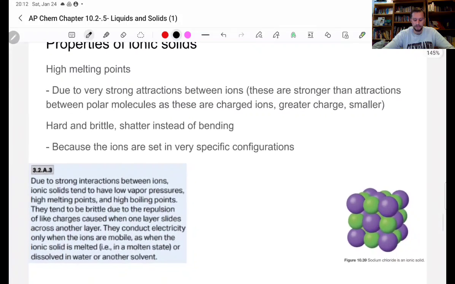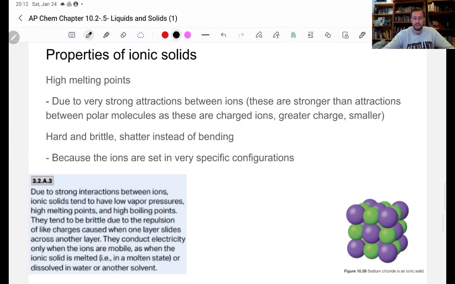And they're hard and brittle and shatter instead of bending. This should make sense because the positives and negatives are interlocked. And so it's not easy to slide individual atoms past other individual atoms because then you're putting positives next to positives, negatives next to negatives. So instead, what's more energetically favorable is for it to shatter instead of bend. So if you have a larger rock crystal or something, and you try to bend it, it will shatter before it bends, usually.